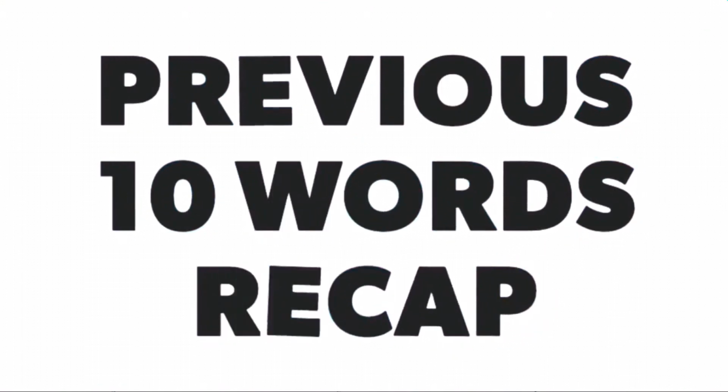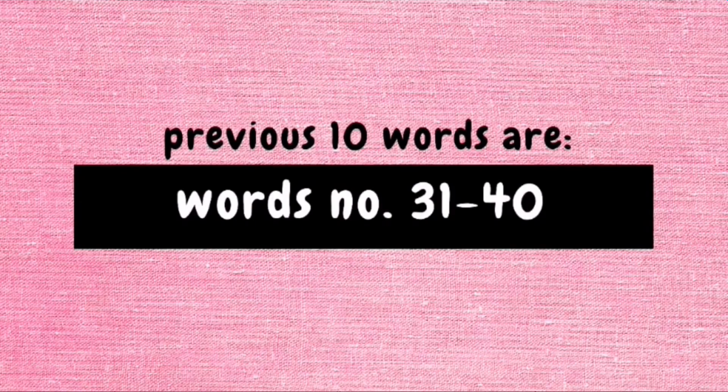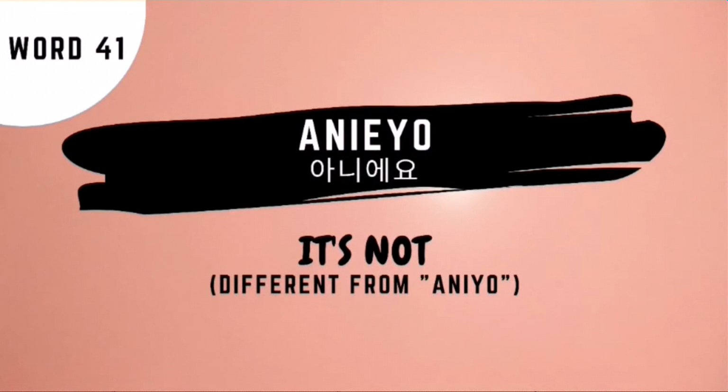Now let's proceed to our previous 10 words recap. As of now, our previous 10 words are words number 31 to 40. But don't forget our word for today, word number 41, it's anieyo, and this is used to say it's not.